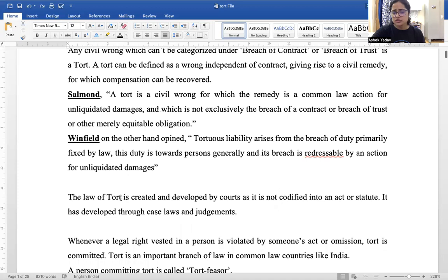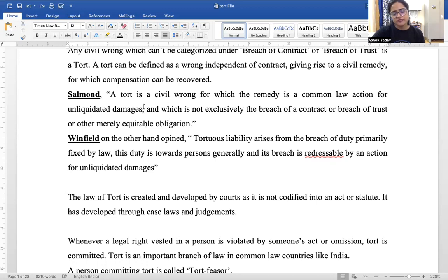Now, many jurists try to define tort, and we'll be studying two very important definitions by two important jurists. First, we'll study Salmond's definition, and he says, a tort is a civil wrong for which the remedy is a common law action for unliquidated damages and which is not exclusively the breach of a contract or breach of trust or other merely equitable obligation.